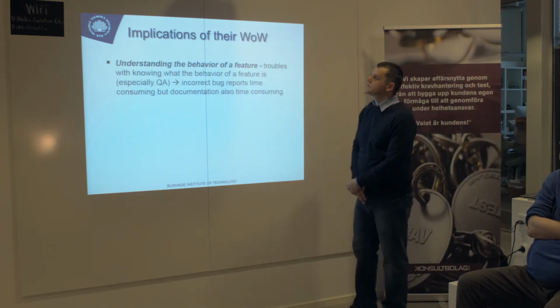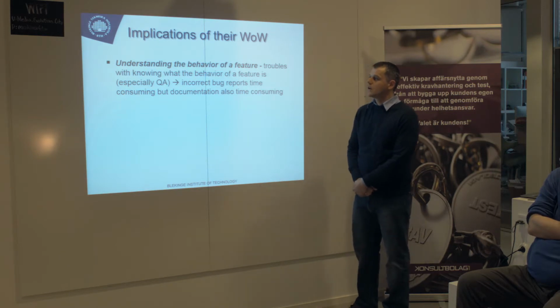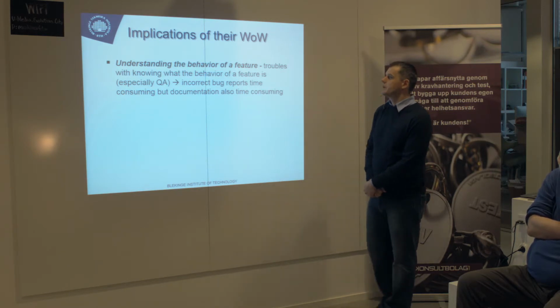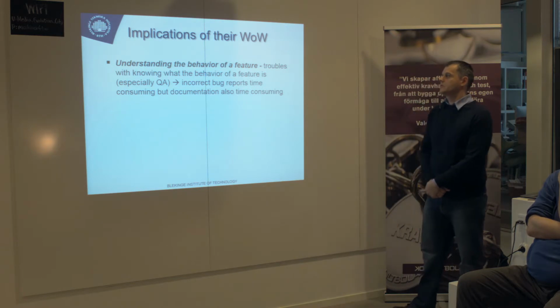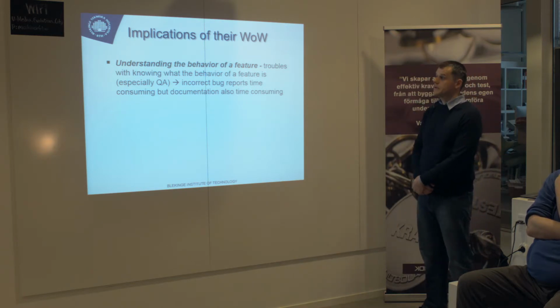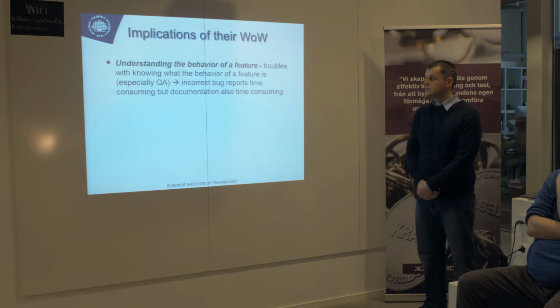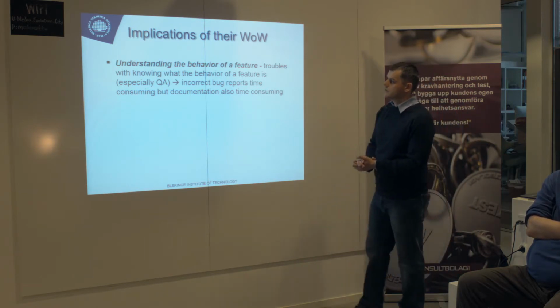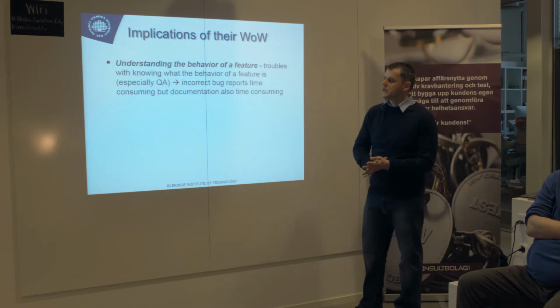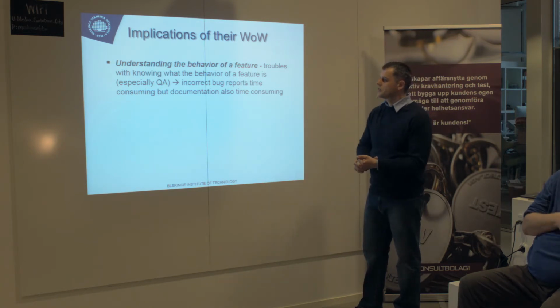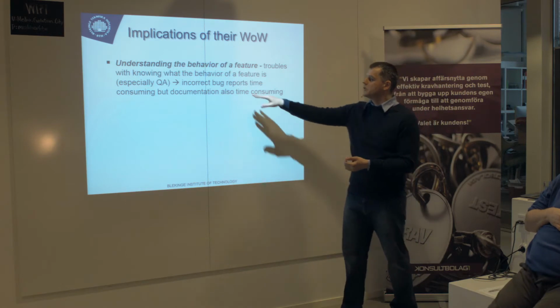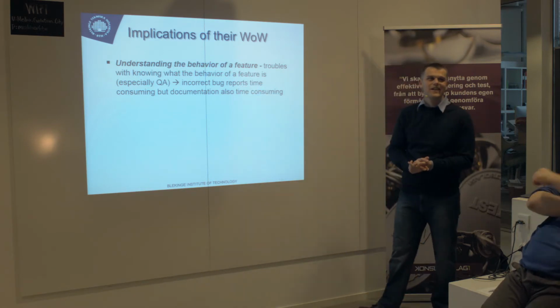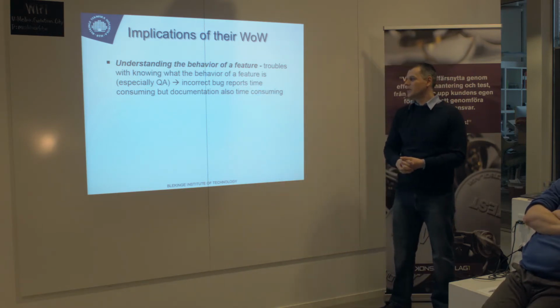What are the implications of their way of working? When it comes to understanding the behavior of a feature, they have trouble knowing what the behavior of a feature is, especially testers and quality assessment. They file a lot of incorrect bug reports because they don't know whether this is the way it should be working or not. And since this work was done under a master thesis, their company supervisor was one of the people mostly working with this. So he was very, very annoyed about that.